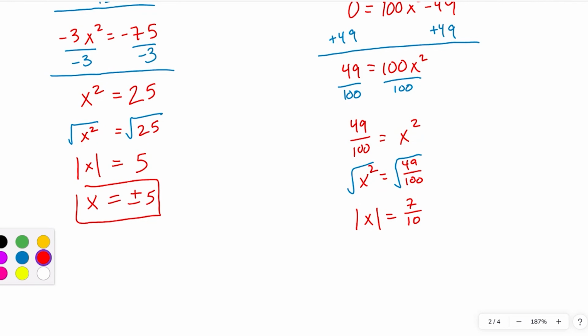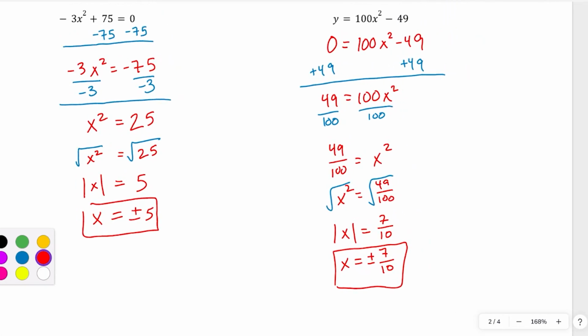And then because it's the absolute value of x, we have to make sure to account for both the positive and the negative versions of 7 tenths. Right? Because the absolute value of negative 7 tenths is still 7 tenths. And both of these two values will satisfy the original equation. If you don't believe me, you can always go back and plug it in. Like if you use a calculator and you plug in negative 7 tenths here, this will equal 0. But if you plug in positive 7 tenths here, it'll still equal 0. So both of the solutions should work.